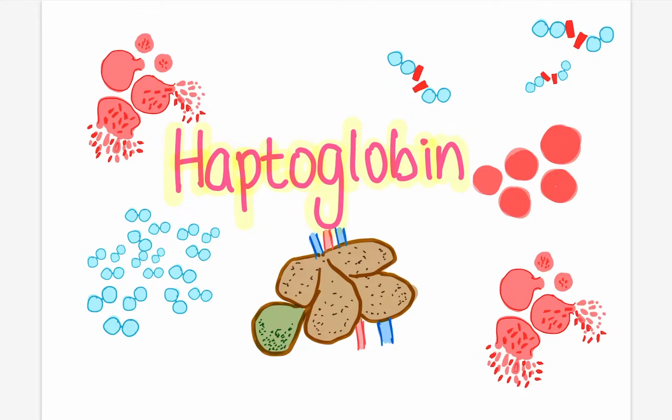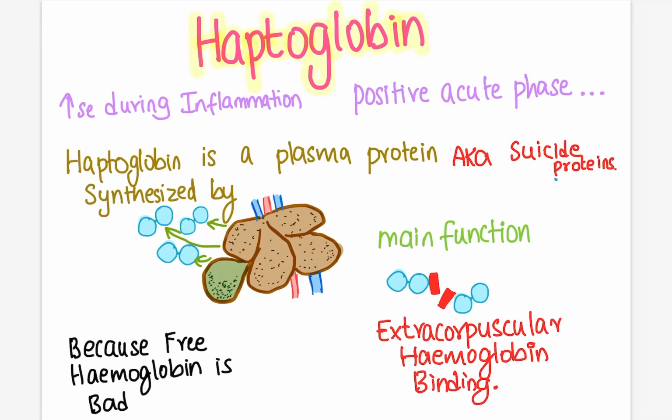Today let's learn something about haptoglobin. Haptoglobin is a positive acute phase plasma protein and it is usually seen in high concentration during inflammation. Haptoglobin is synthesized by the liver and it is always present in the circulation. They are also called suicidal proteins.